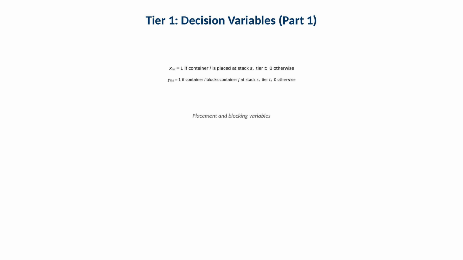The first decision variable is the placement decision. It answers a concrete operational question. Is container I placed at stack S and tier T? This is the heart of the model because every downstream relationship depends on placement. If placement is modeled cleanly, blocking and reshuffles can be computed consistently. If placement is vague, reshuffle counts become unreliable, and the model stops being actionable.